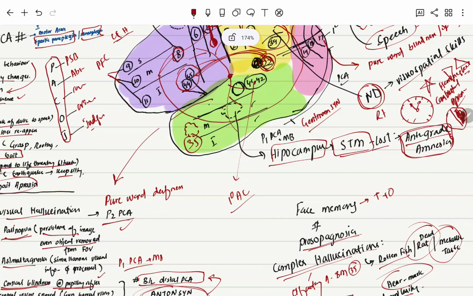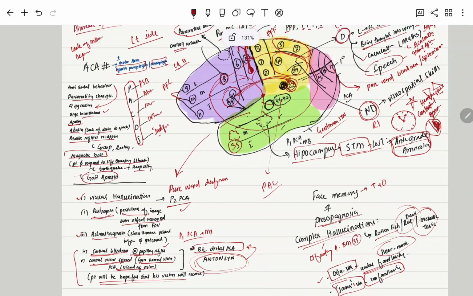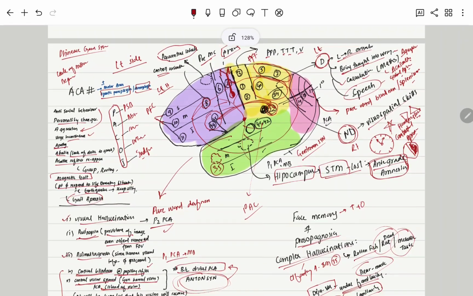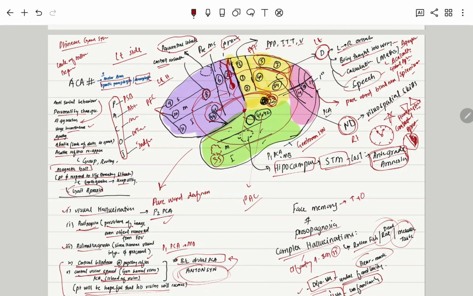So that's all about the second part of the neuroanatomy. I'm going to discuss the posterior circulation in the next video. That's all for today.